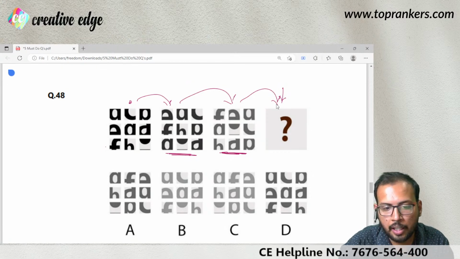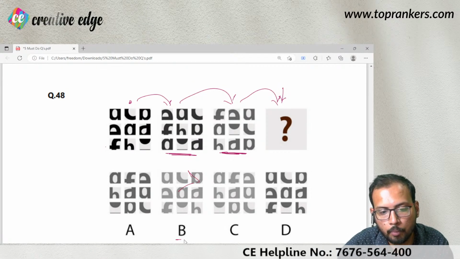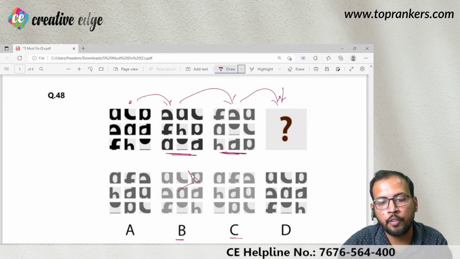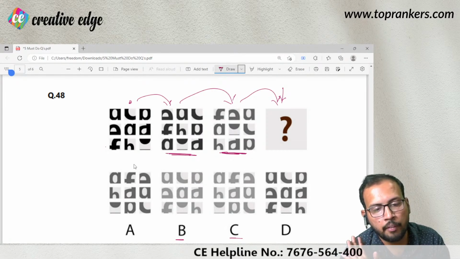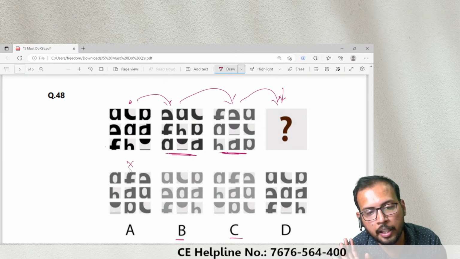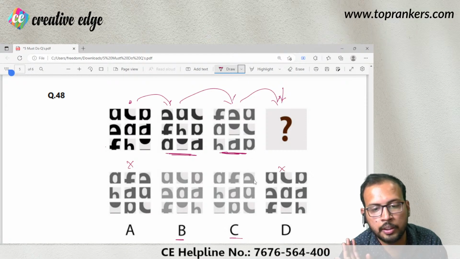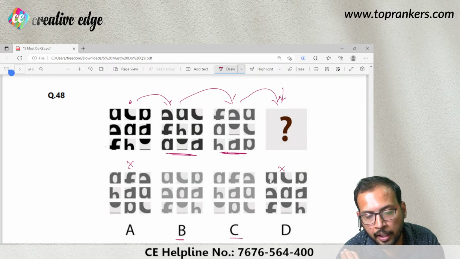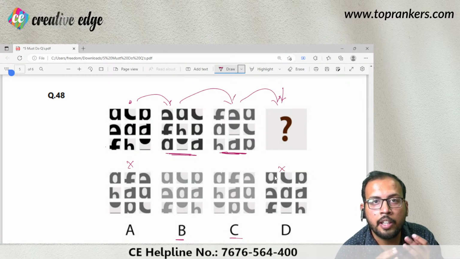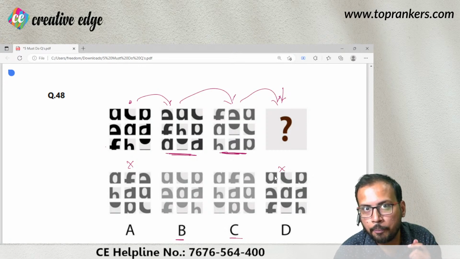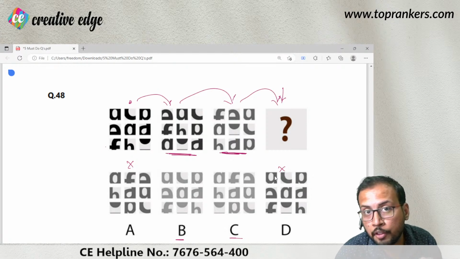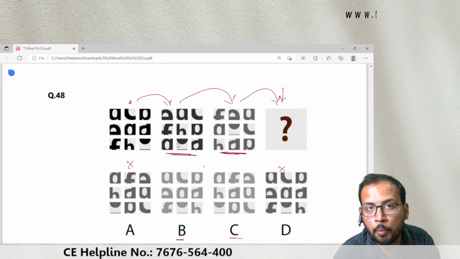So can I say out of option B or option C, one of them is going to be correct? Okay, so we can clearly discard option A and D from here, because in A and D comparatively the shading is not that much as in B and C. Now, out of B and C, which one is correct? So now let us observe something else.